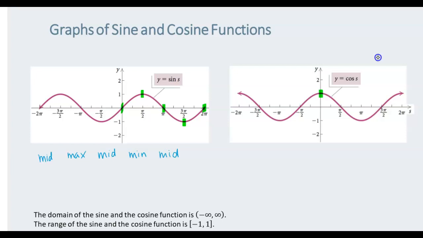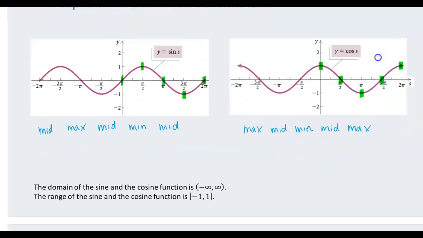For cosine, we start at a maximum, go to the midline, minimum, midline, and back to a maximum. So max, mid, min, mid, and then max again. This is the pattern that we'll use whenever we're graphing either of these two types of functions. And this will be the case even when we have graph transformations, changes with the phase shift, changes with the period, changes with the amplitude.